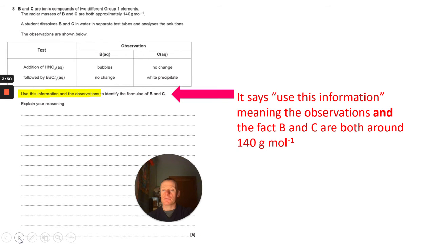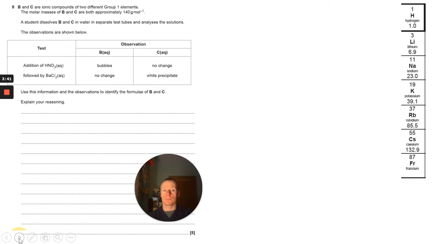So it says use this information and the observations, so that means the observations in the table plus the fact that B and C are both around 140 grams per mole. So it's worth just referring to the periodic table, and I've just sliced out group 1 so we can see the relative atomic masses of the elements there.